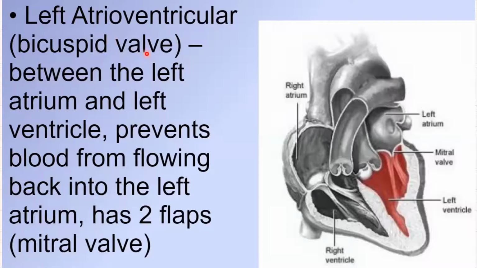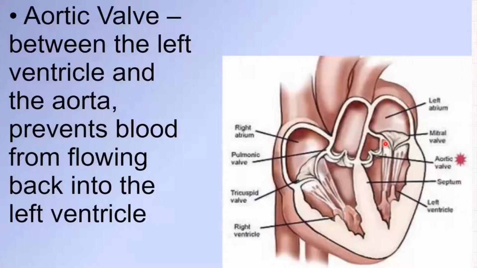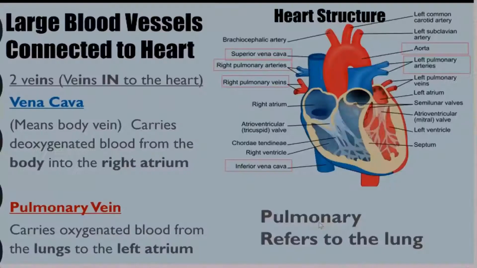Then the left atrioventricular or bicuspid valve is between the left atrium and the left ventricle. It prevents blood from flowing back into the left atrium and has 2 flaps. This is the mitral valve, so you can see the chordae tendineae and the papillary muscle. It prevents backflow of blood from the left ventricle into the left atrium. And finally, the aortic valve. You can see here, it prevents the blood from flowing from the aorta back into the left ventricle. So this is known as the aortic valve. So this much about the valves.